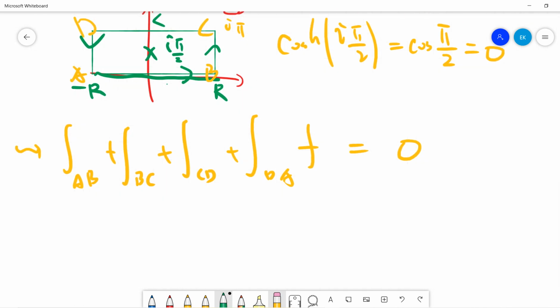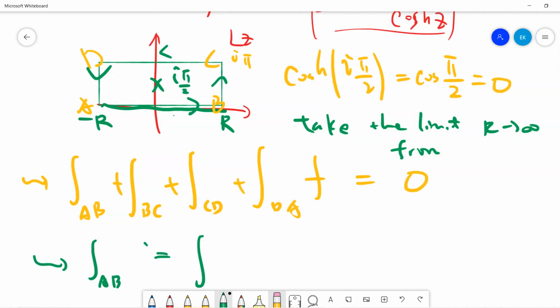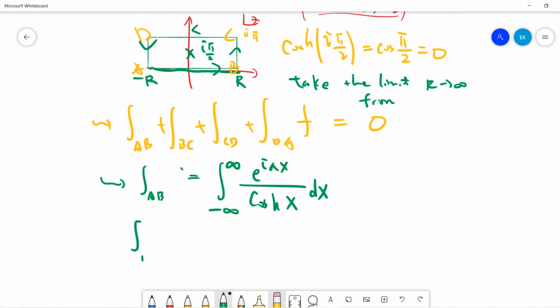And then we will take the limit, let R go to infinity. Let's see AB. AB is a simple one, right? AB will just be the integral of exponential i a x over cosh x dx from negative infinity to infinity. Okay, so let's talk about BC. BC is the integral of f(z) dz. Notice that BC means that z equals R plus iy, and y starts from 0 to pi.